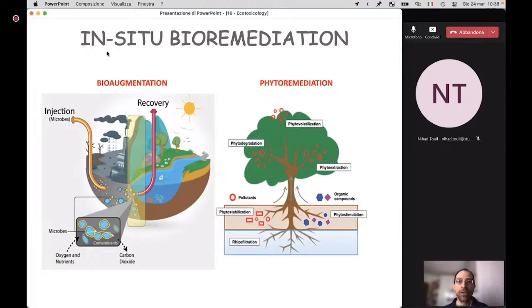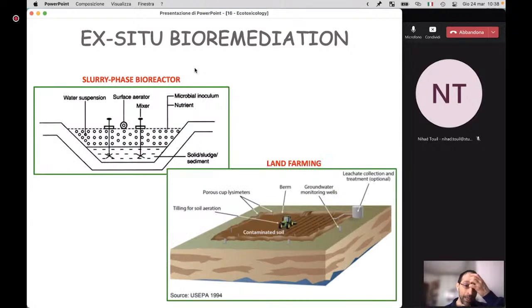Okay, all of these are in situ bioremediation systems. So you go to the site that has been contaminated and try to decontaminate it directly. In other cases, ex situ bioremediation can be used. So you go to the contaminated site, you take away all the contaminated soil, or as much as possible, and then bring it somewhere else, and you treat it directly.